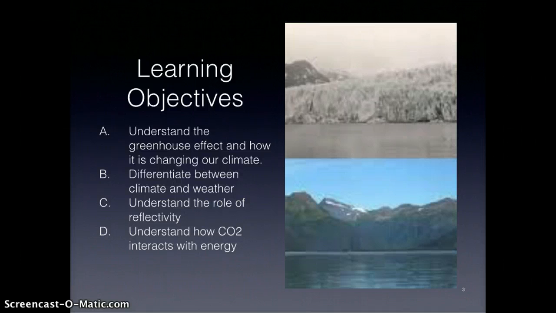So, our overall learning objective is to understand what the greenhouse effect is and how it affects our climate. We will also be learning about terms such as weather, climate, and the concept of reflectivity. We also want to understand how greenhouse gases like carbon dioxide exert such an influence on our climate system.